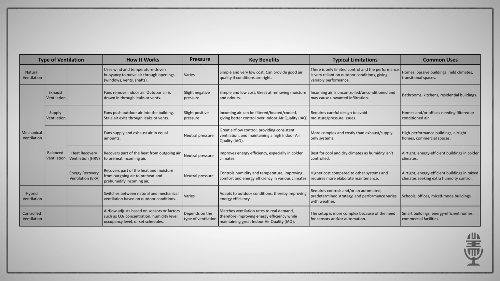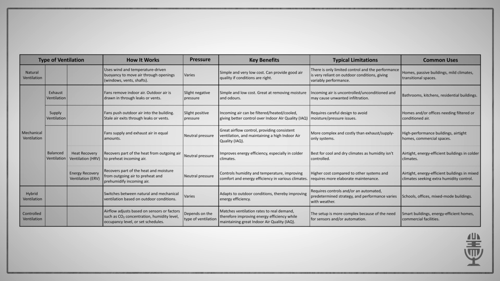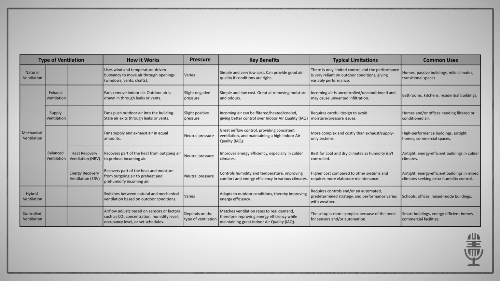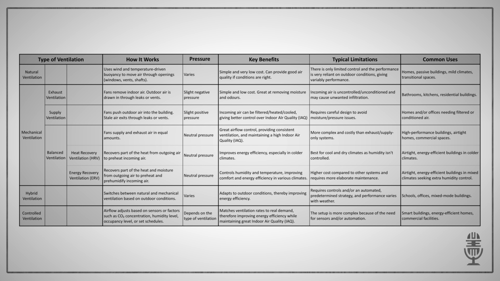Ventilation systems can vary widely in complexity, energy use, and level of control, from purely natural strategies to fully balanced systems with heat or energy recovery. Each approach has strengths and limitations depending on climate, building type, and performance goals. Understanding these categories helps designers and engineers select the right ventilation strategy for both comfort and efficiency.